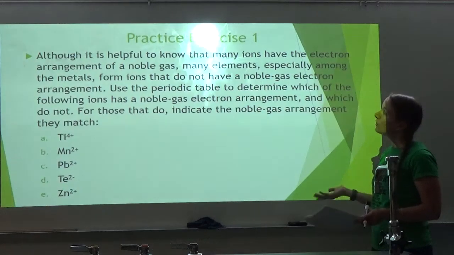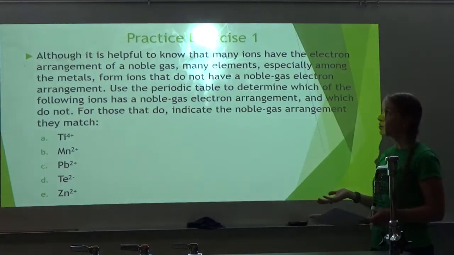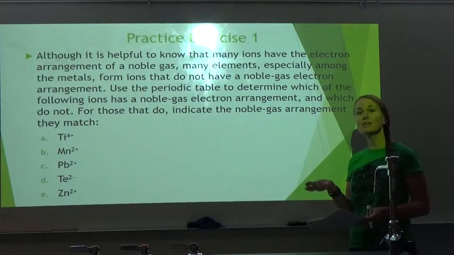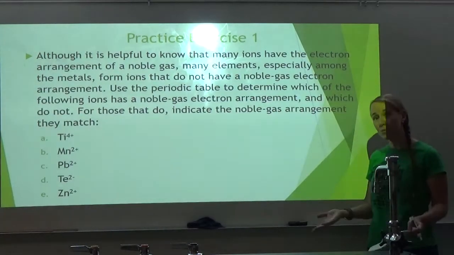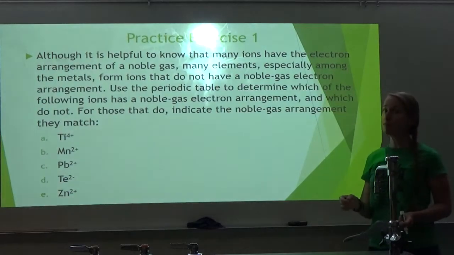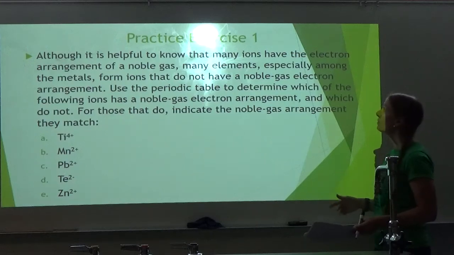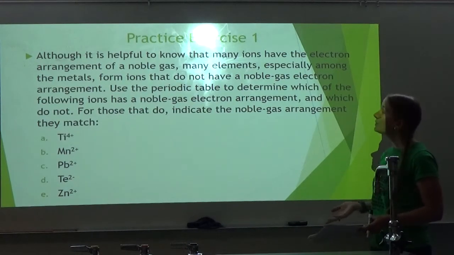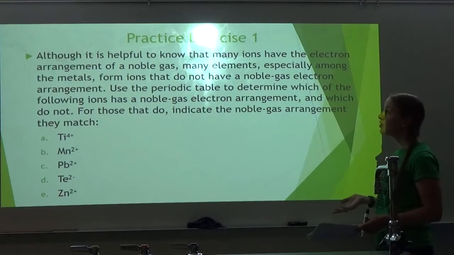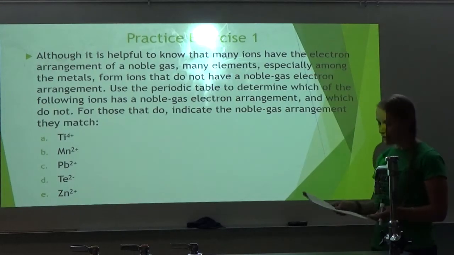Alright, so it says, although it is helpful to know that many ions have the electron arrangement of a noble gas, remember that's why atoms gain and lose electrons. They want to be stable like a noble gas. Many elements, especially among the metals, mainly the transition metals, form ions that do not have a noble gas electron arrangement. Use the periodic table to determine which of the following ions has a noble gas electron arrangement and which do not. For those that do, indicate the noble gas arrangement that they match.